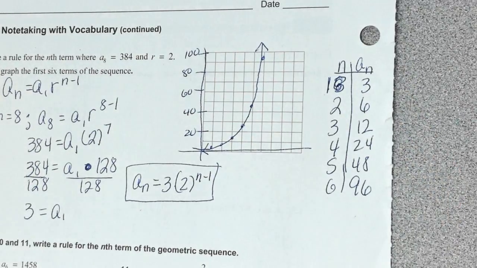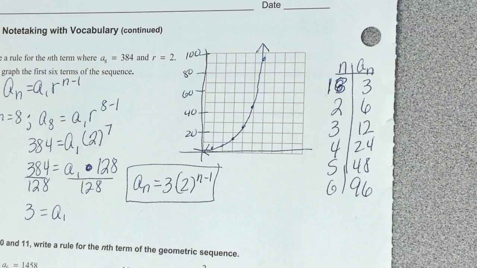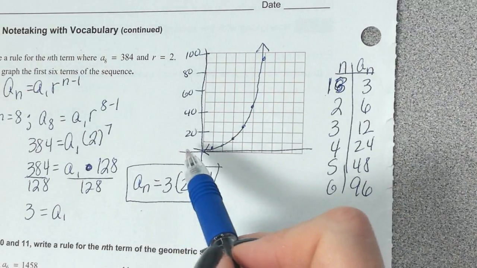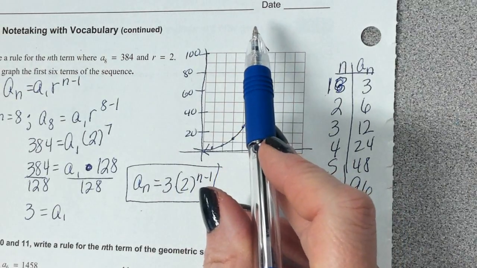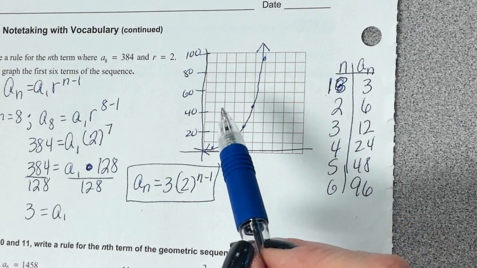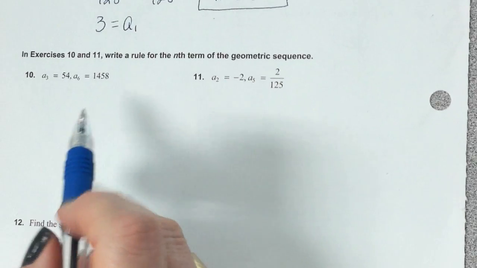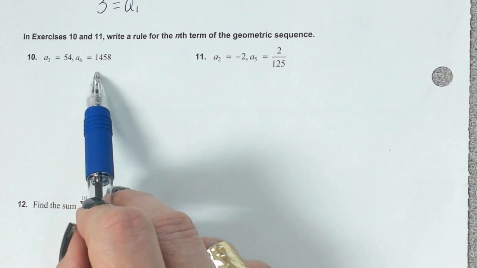So do you remember how our arithmetic looked? What was the arithmetic when we graphed it? It was linear, wasn't it? This one's definitely not linear. What's this one? Exponential. Would you rather have linear growth or exponential growth if you're talking about money? Exponential for sure, yeah.